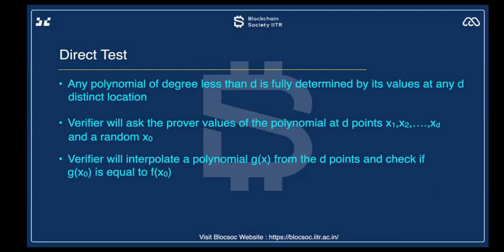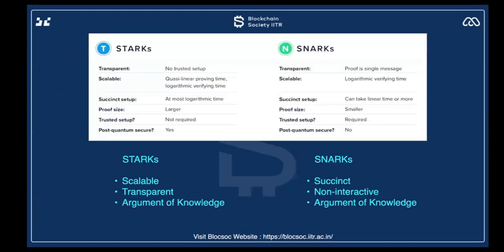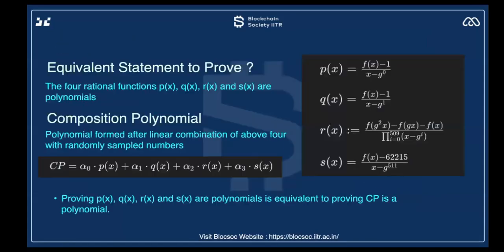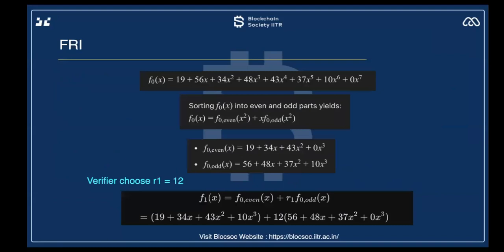You can see that the verifying time in it is linear in polynomial size, but as we have seen, in STARKs the verifying time is logarithmic. So we have to improve it. So that's where a technique named FRI comes in.